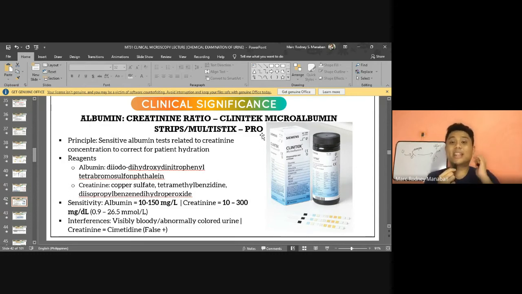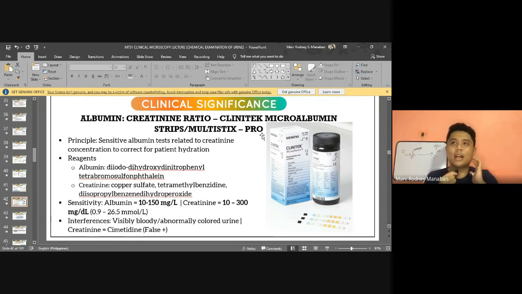Whereas your albumin is affected by hydration. So for us to correct the differences in hydration, ato siyang i-compare sa creatinine, which is constantly produced. So para at least, if ever, unsa mga ni results sa albumin, mapataas man na siya or mapagamay, kabalo ka na it's not affected by hydration because you compare it to creatinine, which is not affected by the level of hydration because it's constantly produced, okay? Alright, by the body.